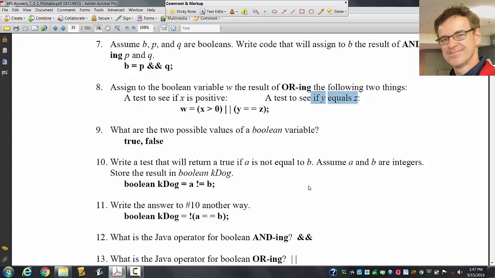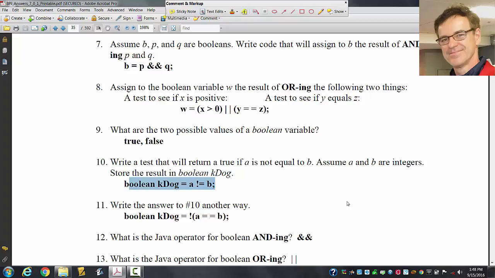Number 10. Another great question because it makes you read the question thoroughly before doing it. It says store the result of the stuff up here in a Boolean named kdog. So you want to do true if A is not equal to B. And there it is, A not equal to B, and that result gets stored over there into Boolean kdog.